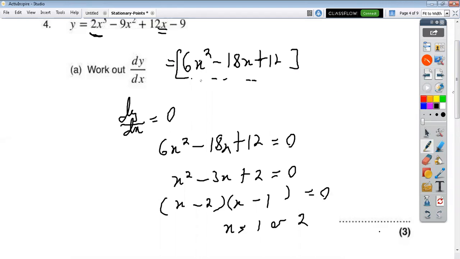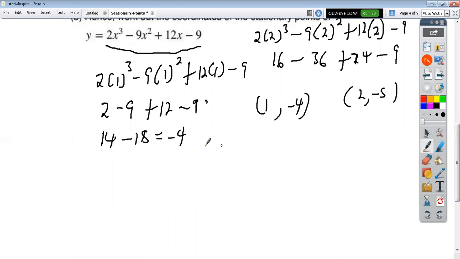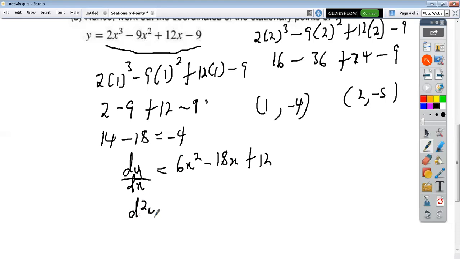So we find, remember, the second derivative. We know that dy over dx is equal to 6x squared minus 18x plus 12. That's our first derivative. So now we find the second derivative. If you didn't know that, you find the second derivative. So you're deriving this again. If you do this, it's 12x minus 18.